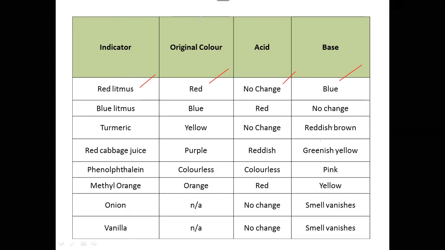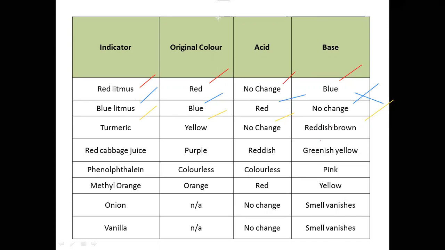Then the second indicator is blue litmus. Its color is blue. It turns red in acid and there is no change in base. The third indicator is turmeric. Its original color is yellow. This color does not change in acid, but it turns reddish brown in base.